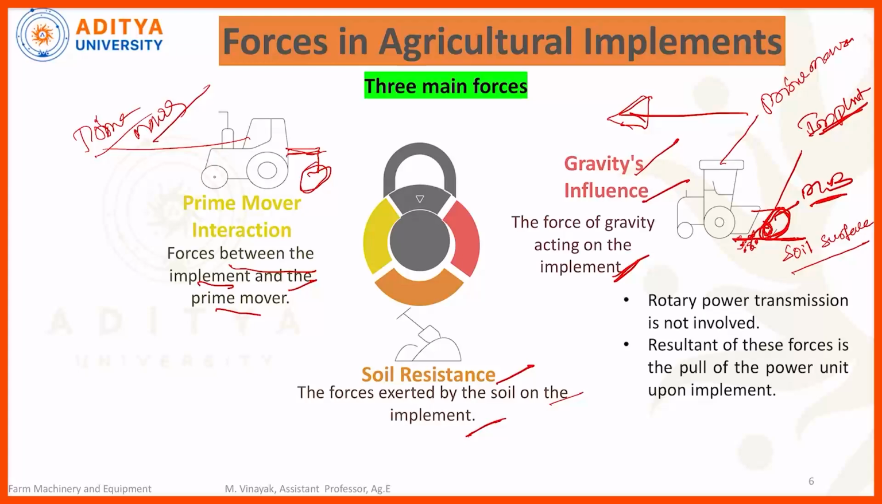Okay. So, these three forces are mainly important for agricultural implements. First one is the gravity influence, the soil resistance force. Next one is the prime mover interaction. Okay. Forces between the implement as well as the prime mover.